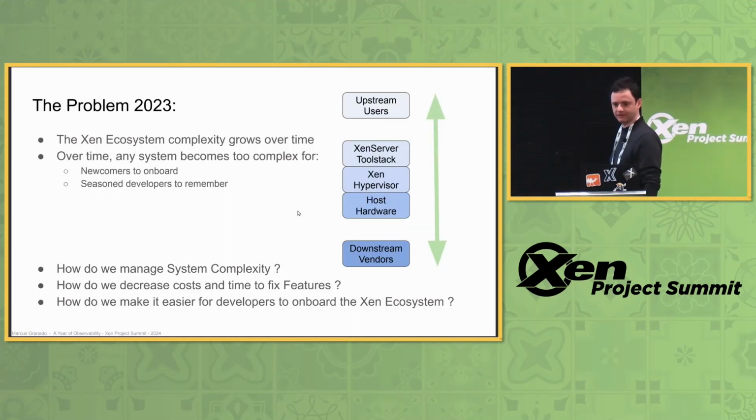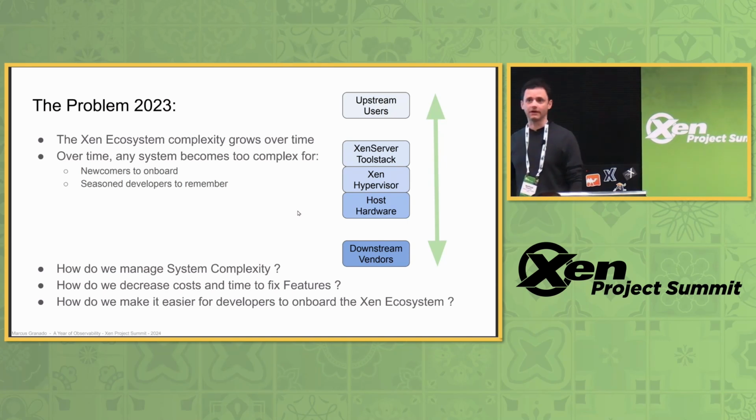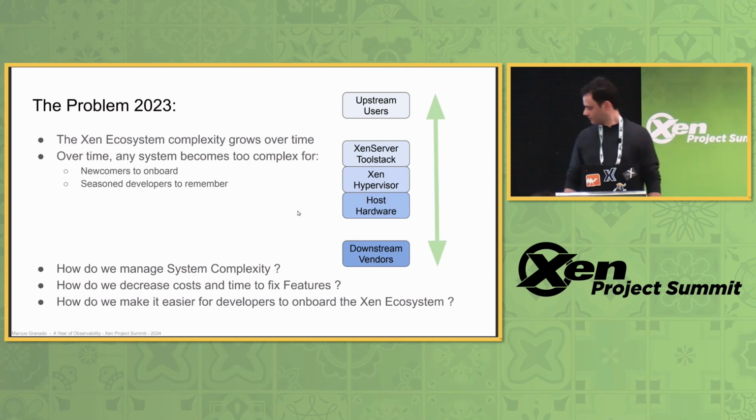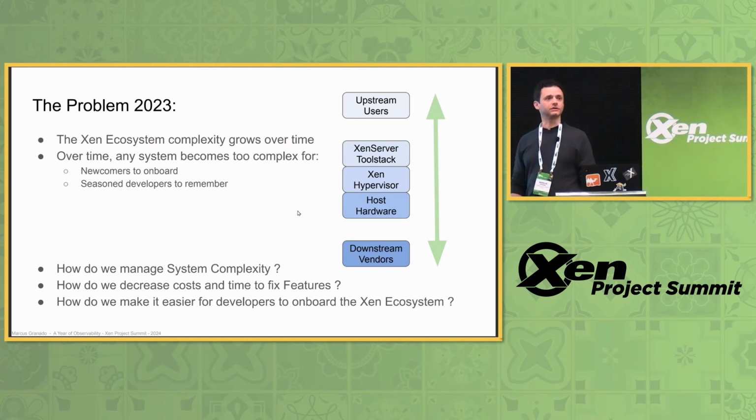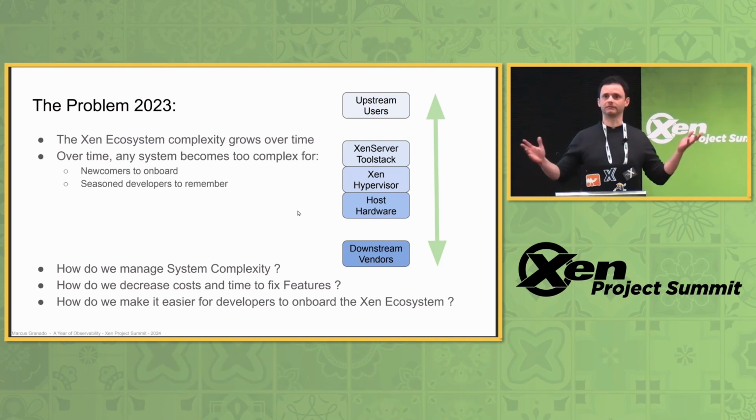And I would start by just trying to recap the problem that we used to have at the beginning of 2023. So I was here talking about this as well. And the main problem that I'm trying to solve is that the complexity of any system grows over time.